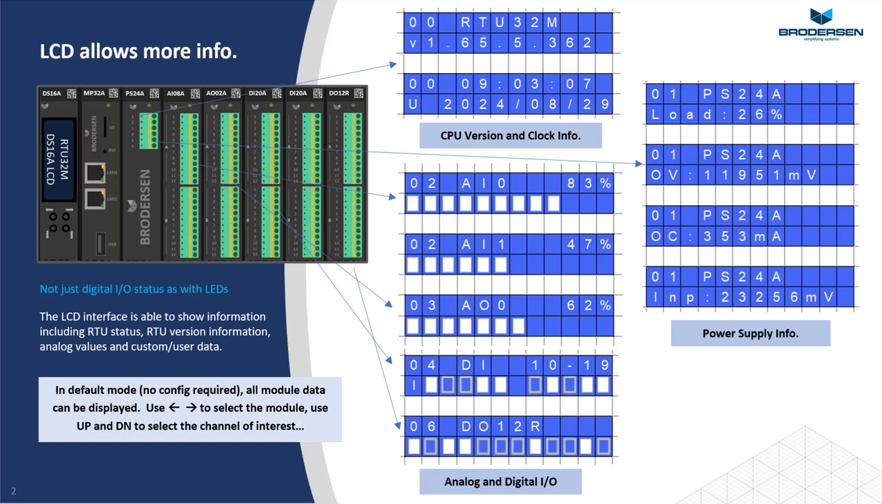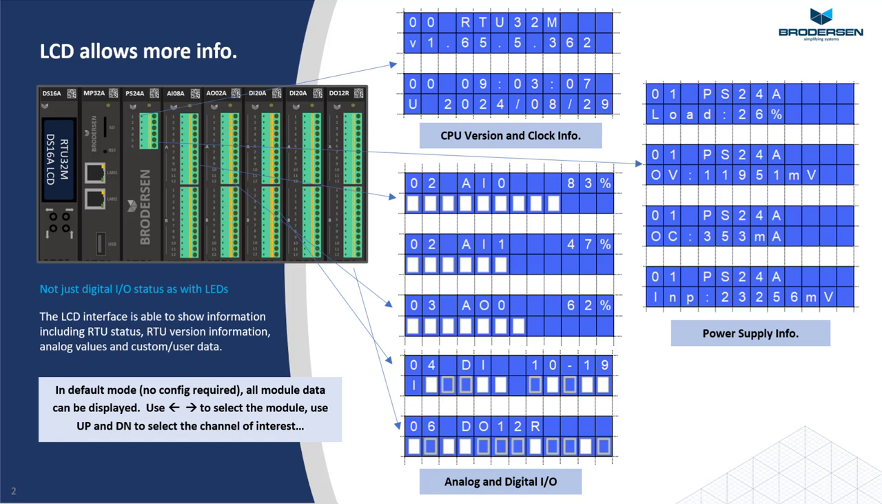If we were to select the power supply module over on the right hand side there, the power supply module will give us load, output voltage, output current, input voltage. If we then selected the analog input module, we could scroll around and see the values of all 8 channels. In this particular RTU, we then have an analog output module. We would see those 2 channels.